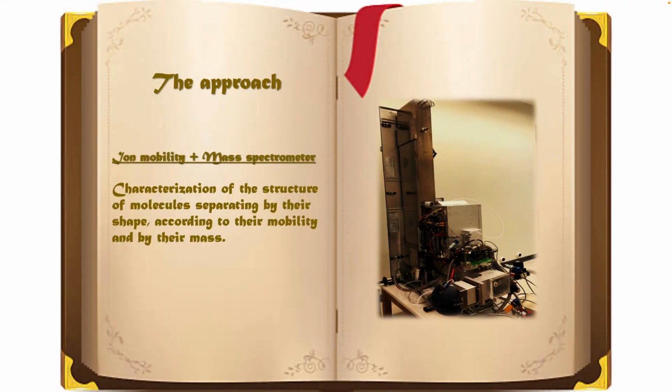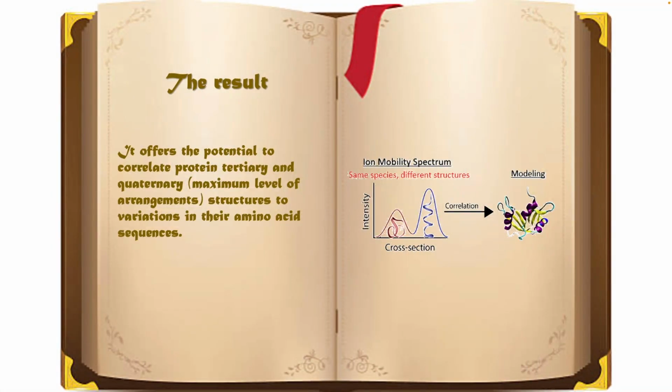So the approach that these researchers in the kingdom used, like I used, because I'm not just a storyteller, I'm also a researcher, is able to characterize the structure of the proteins according to their shape, by their mobility, and also by the mass. That's why it's ion mobility mass spectrometry. So, offering the potential to correlate the structure of proteins, either compact or extended, to some kind of variation in the amino acid sequence.